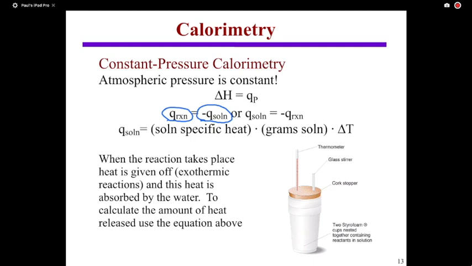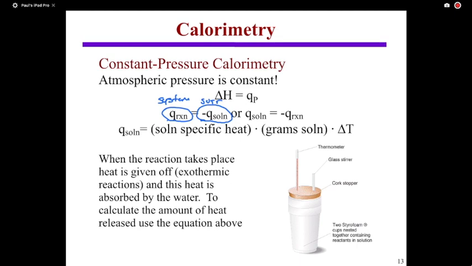The reaction is the system. The solution is the surroundings. They have to be negative to each other, because if one's flowing one direction, the other is flowing the other direction. That is why the negative sign is there. Okay? All right? And either vice versa.